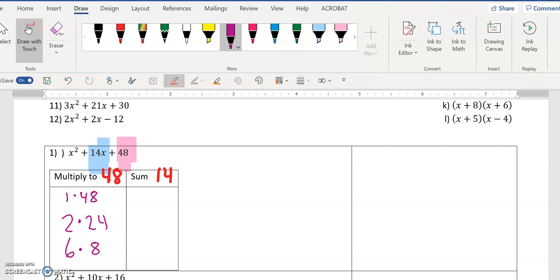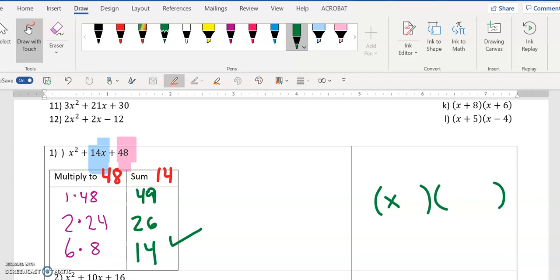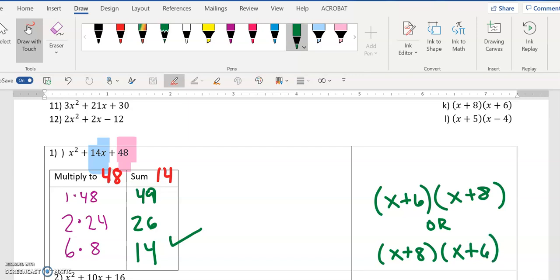Okay, so now we need to look at all of the sums of these numbers. 1 plus 48 makes 49. 2 plus 24 is 26. 6 plus 8 is 14. So 6 and 8 are the numbers we want to use. We're going to put those numbers in parentheses. X plus 6, x plus 8. It doesn't matter what order they're written in. Maybe it should be x plus 8, x plus 6. These are the same thing, and they're exactly equivalent to the problem we have.